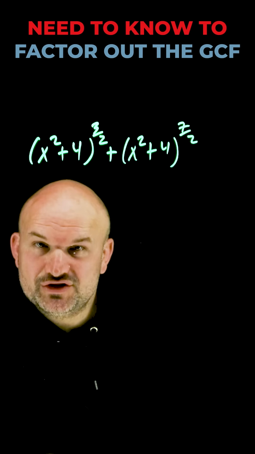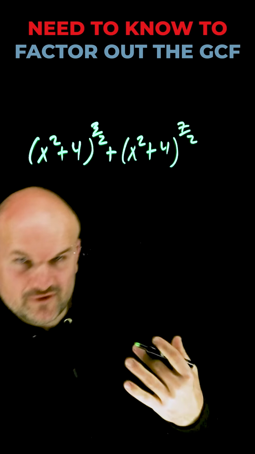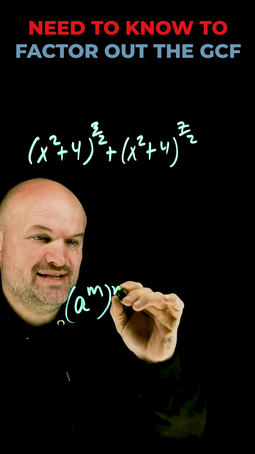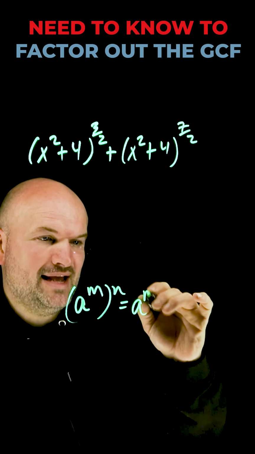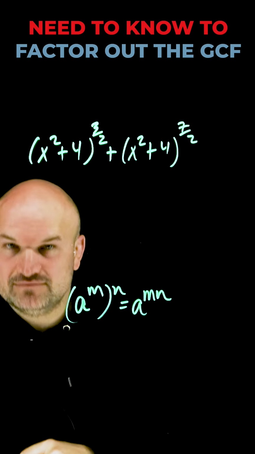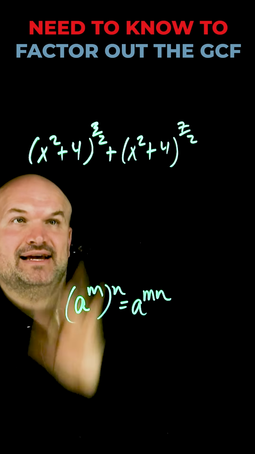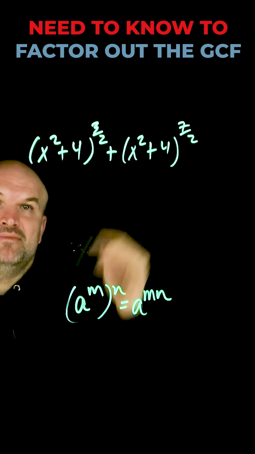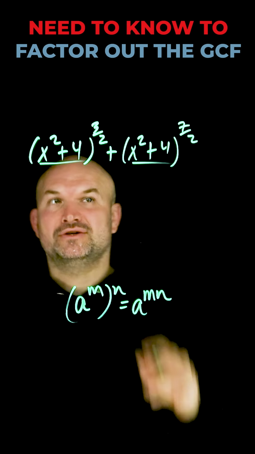In this problem, to factor out the GCF, there's a couple things that we need to know. First of all is our rules of exponents. If I have a to the m raised to the n power, that is equal to a to the m times n, right? So again, when we're looking to factor out the GCF, remember we're looking for the common factors. And most students understand that we have common factors here of x squared plus 4.